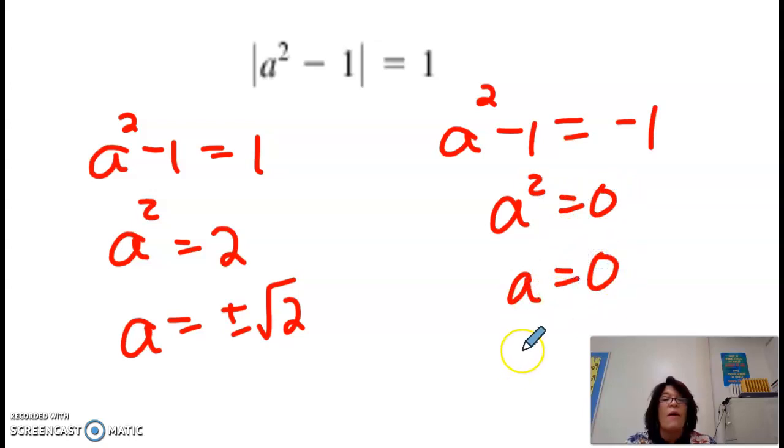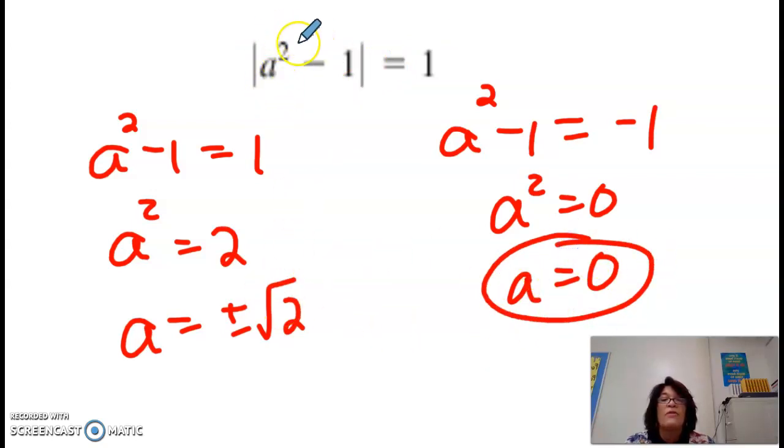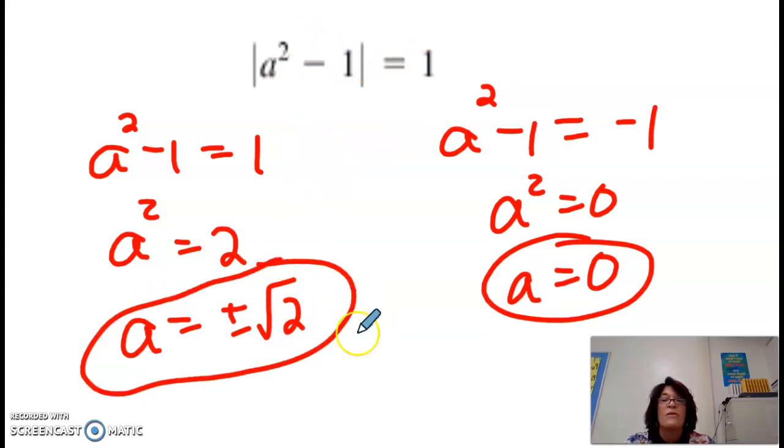Okay, so I'm checking these out. If I put 0 in, 0 minus 1 is -1, absolute value -1. Yep. If I put square root of 2 in, square root of 2 squared is 2. 2 minus 1 is 1. Absolute value, that's 1. Yep. And of course, negative square root of 2 squared would be 2 as well. Okay, so all those worked.